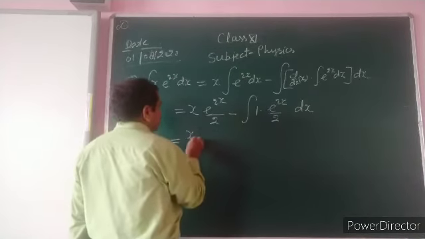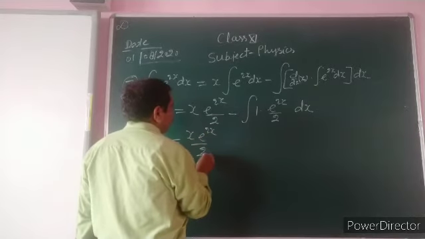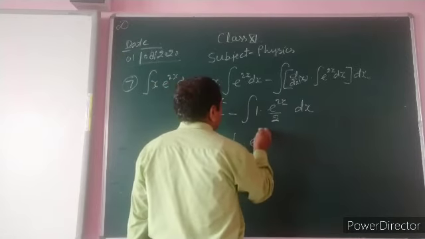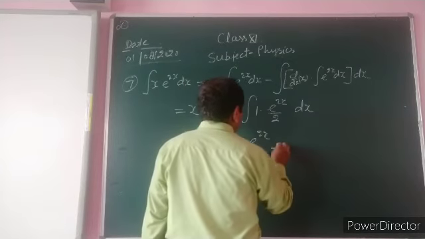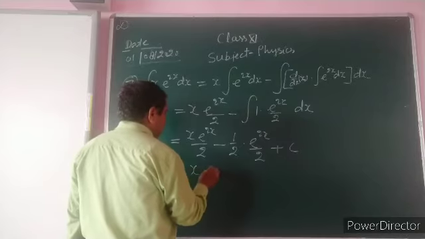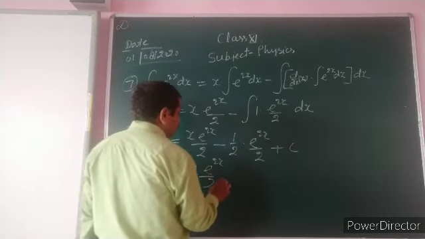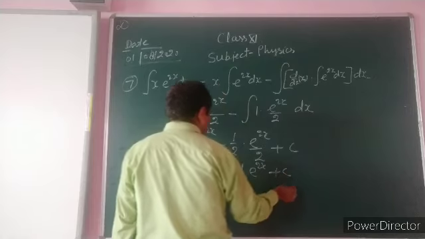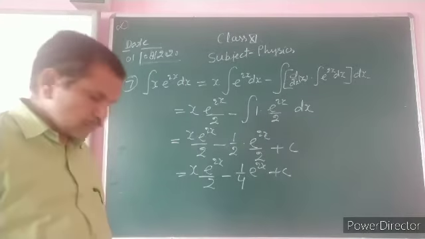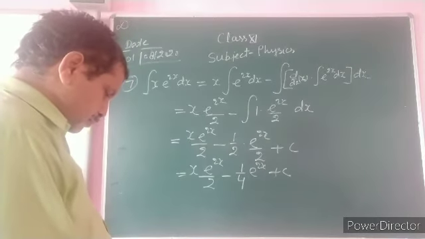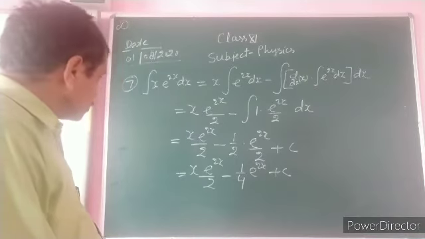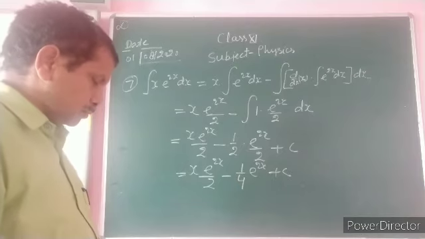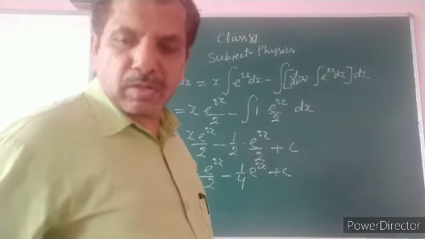Equals x e to the power 2x upon 2 minus 1 upon 2 into e to the power 2x upon 2 plus c, equals x e to the power 2x upon 2 minus 1 upon 4 e to the power 2x plus c. This is the answer of the given question. Next question.